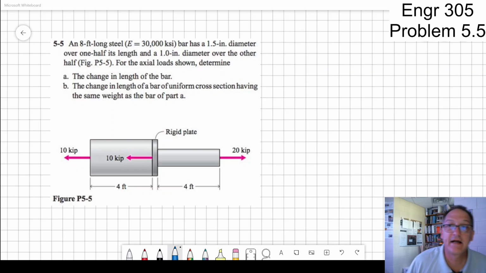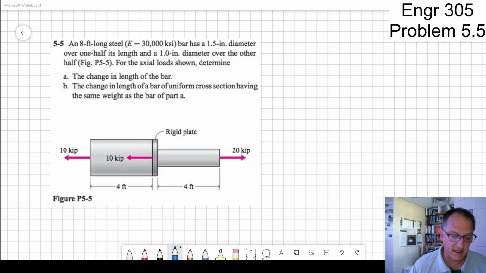Engineering 305. This is Chapter 5, Problem 5. There's an 8-foot long steel. Now, remember the last problem we had steel with a Young's modulus of 29,000. Now we have steel at 30,000. That may contradict something that I'll tell you in class one of these days, but you've got to be in class to get that knowledge.